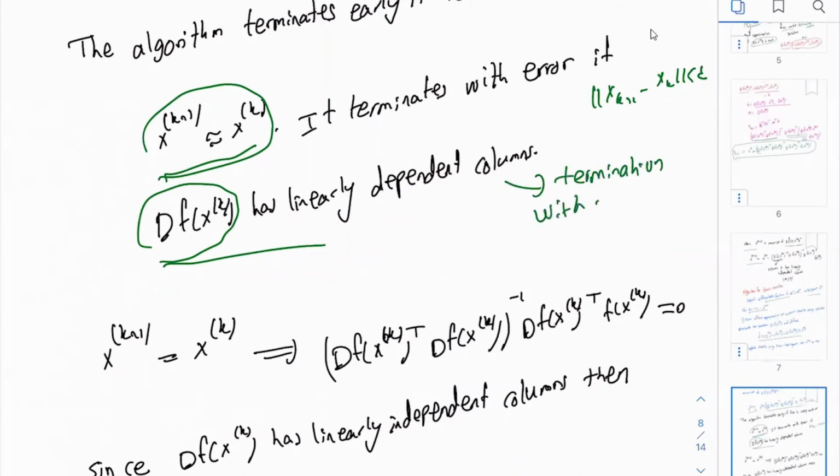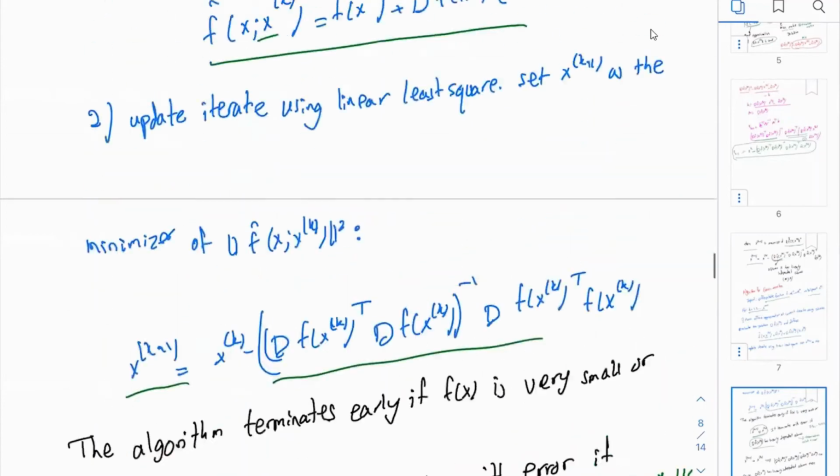Termination with error. So this is, in a sense, one of the shortcomings of the Gauss-Newton technique. We're going to talk about the shortcomings, but this is termination with error. So remember the difference between these two terminations. In one of them, the algorithm actually converges. In the other one, the algorithm is going to terminate with error.